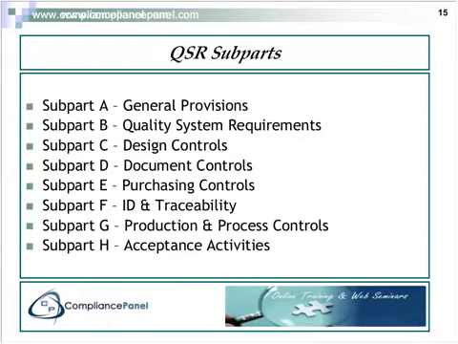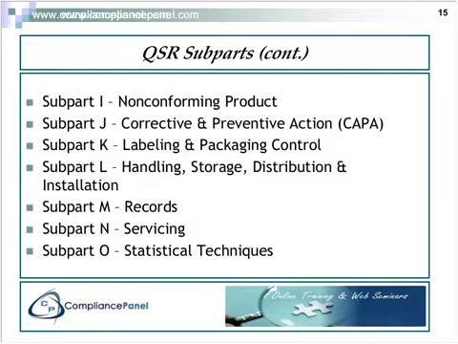So 21 CFR Part 820 has 15 subparts. Subpart A, general provisions, and you can see them here. I don't need to read them all. Up to subpart H is the first section, and that would be acceptance activities. And then the next slide down has the remaining subparts from non-conforming product, corrective and preventive action, labeling, etc., down to statistical techniques, and we will go through these individually.